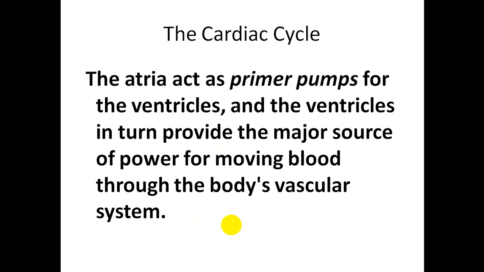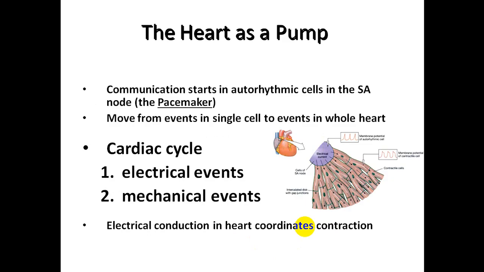Really, the atrial chamber, as we said, is thin-walled, low pressure, and it acts as a container, a tank, a primer pump, a conduit for the ventricle. And the ventricle in turn provides the major source of power for moving blood through the systemic and pulmonary circulation. The communication starts from the SA node: one cell depolarizes, and from this cell it spreads to the other cells by gap junctions. And this is in cardiac muscle.